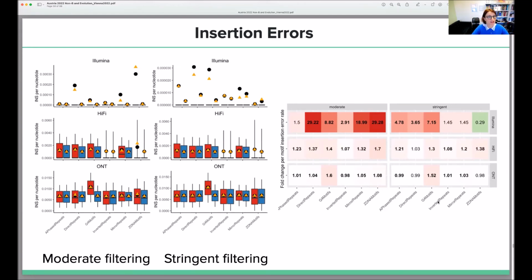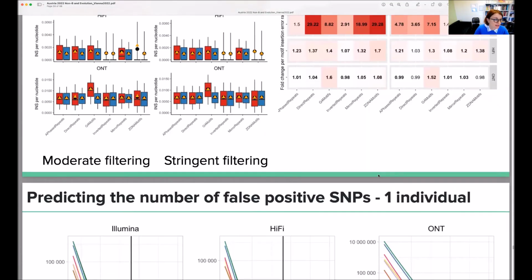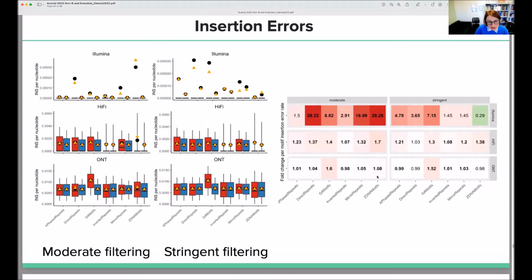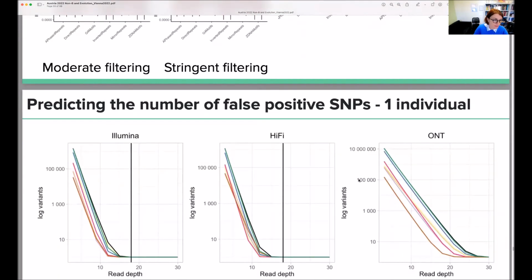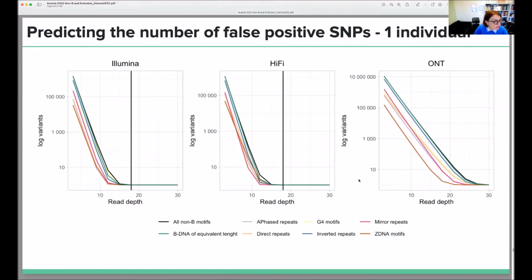We have a preprint on bioRxiv about this work, and we believe that non-B DNA should be considered carefully when one is designing a sequencing study, especially if the sequencing study has low depth. And to illustrate this, we came up with an approach to predict the number of false positive SNPs if you just sequence one individual, depending on read depth and depending on the technology.